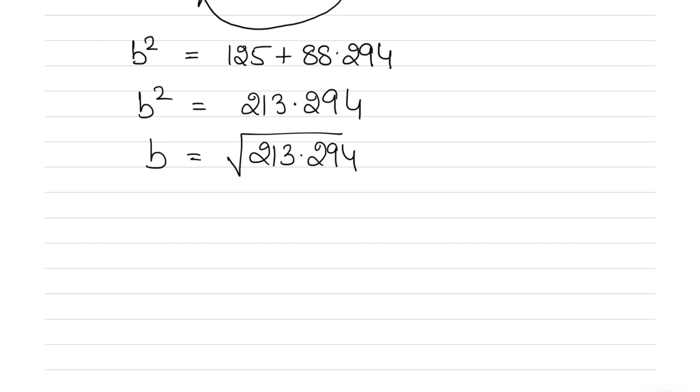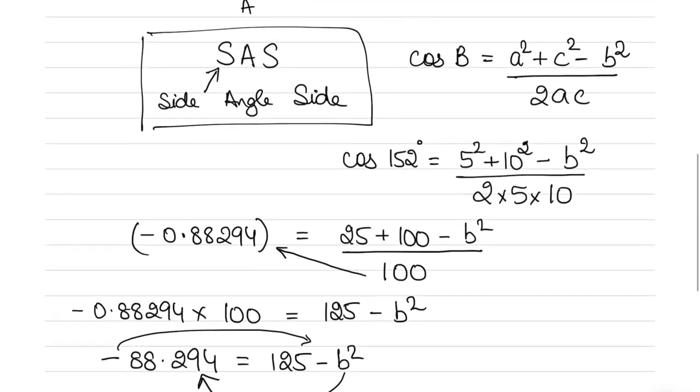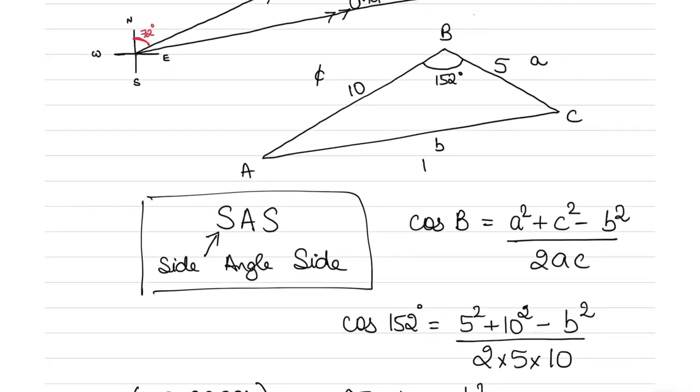So in your calculators, just press the button of square root, put the number 213.294, and you will get the answer as B equals 14.6. Alright, so B equals 14.6. Now in this case, we will call this side B 14.6.